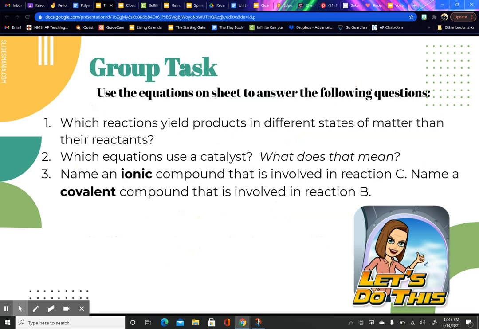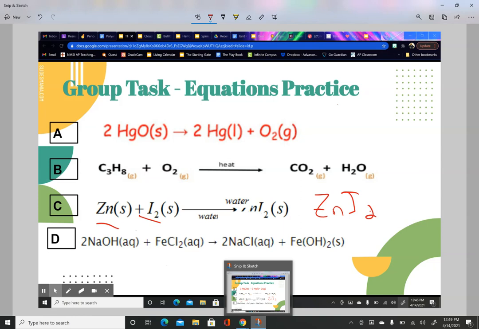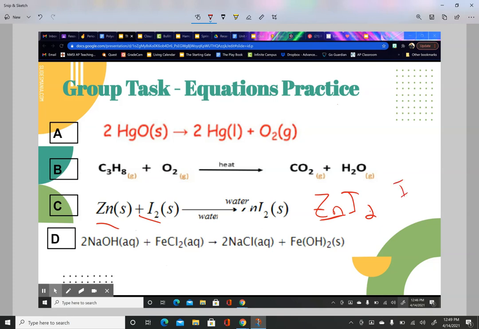And number 3, name an ionic compound that is involved in reaction C and name a covalent compound that is involved in reaction B. So reaction C, to know that it's ionic, it has to be a compound first of all. This is an element. This is a compound. That's ZnI2. It's hard to see. The first thing I need to look at is, is this ionic or covalent? I would know that by looking to see if it has a metal in it or not. Since zinc is a metal, this should have been an ionic compound.